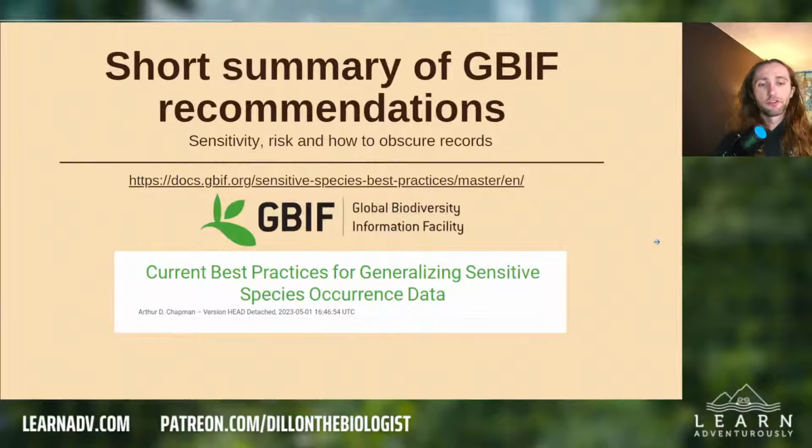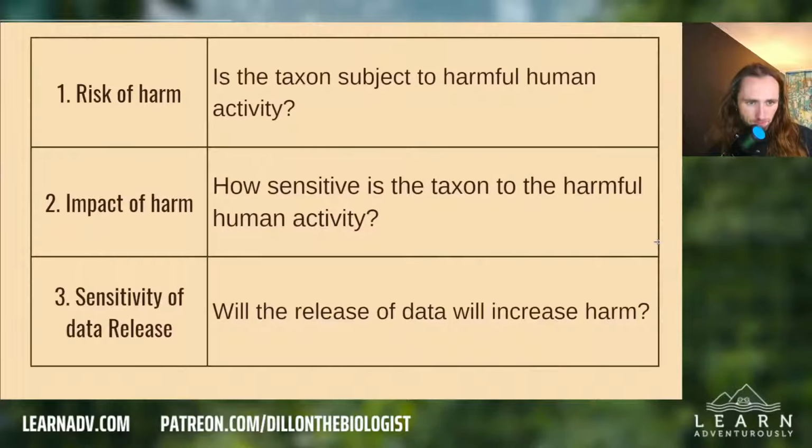But what I'm going to focus on is this short summary from GBIF. That's the Global Biodiversity Information Facility. Again, we just did a webinar about how to access data from this facility. I use it often. And they have a long document that is current best practices for generalizing sensitive species occurrence data. And it's a live document. It's updated live. It's updated often. So how do they do this?